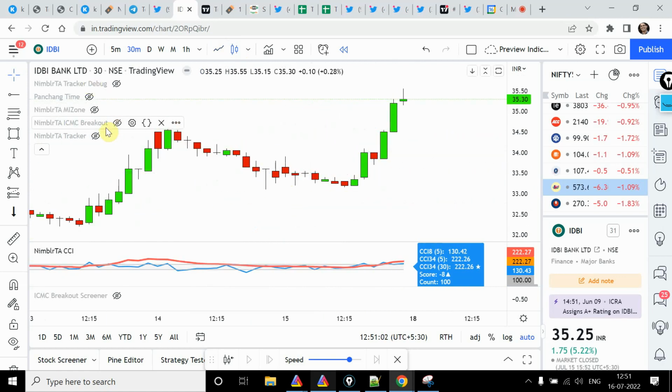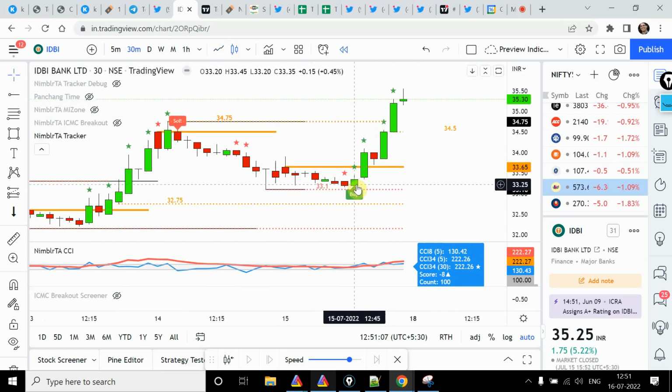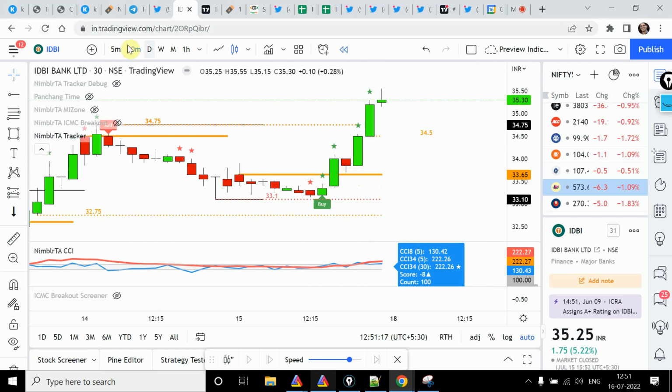But if you are not considering ICMC only as a criterion for your entry, then you can get entries earlier as well. So it went up, it gave a retest. If this level ICMC was there, it gave a retest over here. You got a retest entry on the 5 minute or 30 minute chart, and then it moved further.